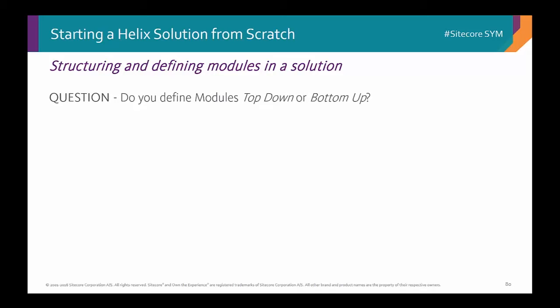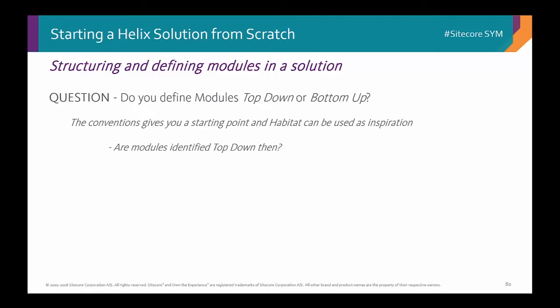Or do you start with code first? Do you start with drawing up which classes are needed to meet this requirement, and then you look at which of these classes will change together, and then you place them into modules? So, as I said before, the conventions give you a starting point, and Habitat can be used as inspiration. It's an example site showing a simple website implementation, so it's a really good reference point to find inspiration.